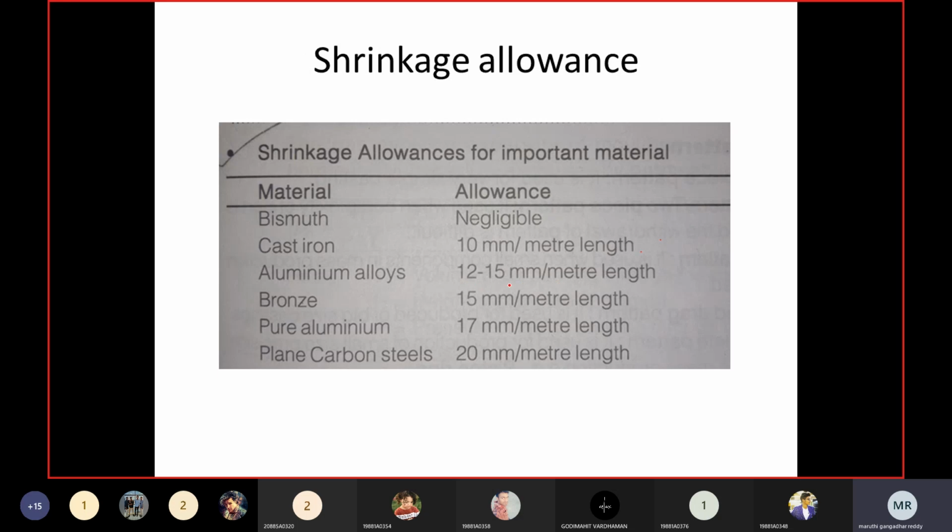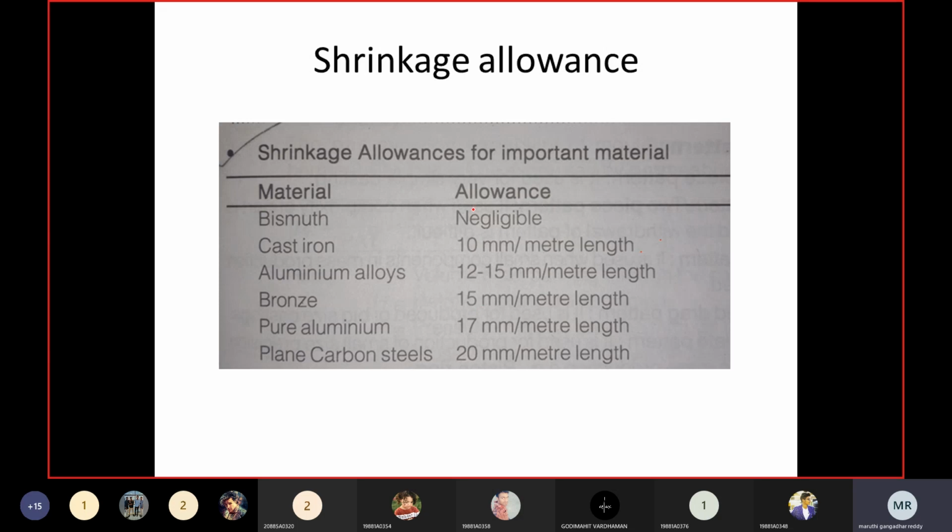That means the extra amount of material which we are providing in the pattern is in order to compensate for its shrinkage. Why? Because we are pouring aluminum, bronze and other castings at a pouring temperature higher than room temperature. When the material solidifies and comes to room temperature, the molecules get contracted and the overall volume of the casting gets reduced. In order to compensate for that, while preparing the pattern itself, we add a certain extra length, which is called the shrinkage allowance. For example, for bronze, for every 1 meter length of the casting, we need to add 15 mm extra on the pattern.